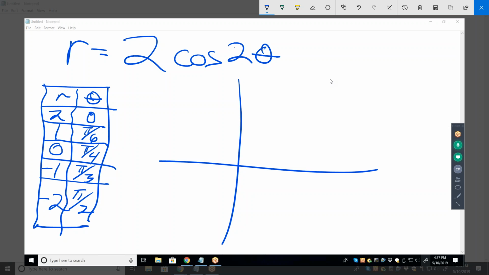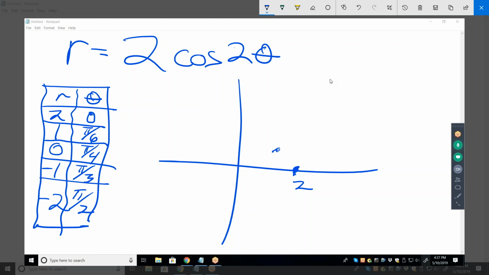What that tells me is that when theta is 0, r is 2. So that point is on the curve, right there. With me? When theta is pi over 6, 30 degrees, r is 1.